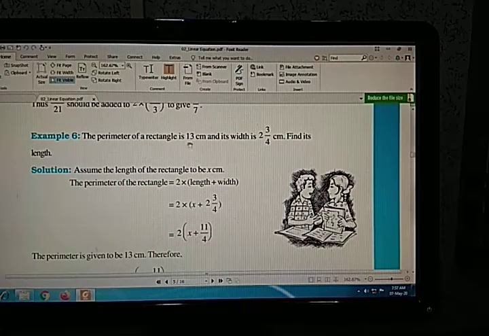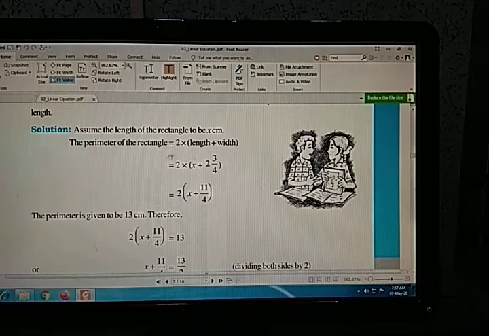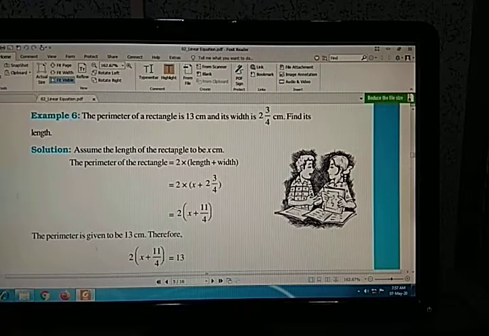Now next, example 6. The perimeter of a rectangle is 13 centimeter and its width is this. It is given in mixed fraction. You have to write it in the improper fraction and find its length. Now we know what is the formula for perimeter. 2 into length plus breadth. Breadth, or we can say width here, same thing.